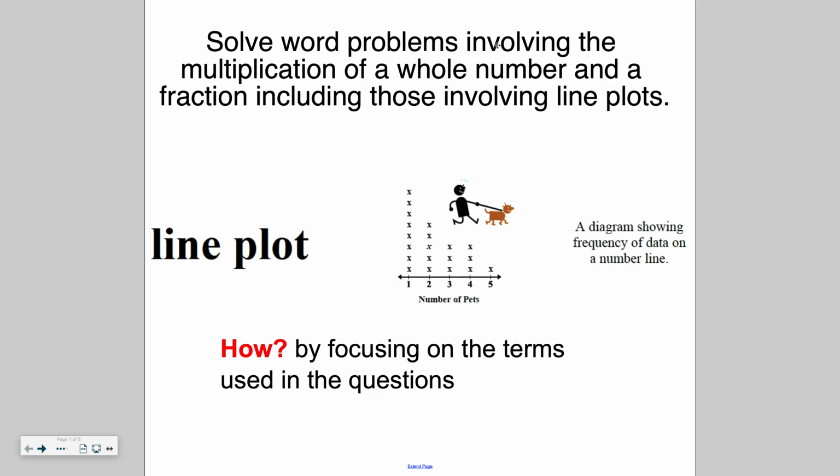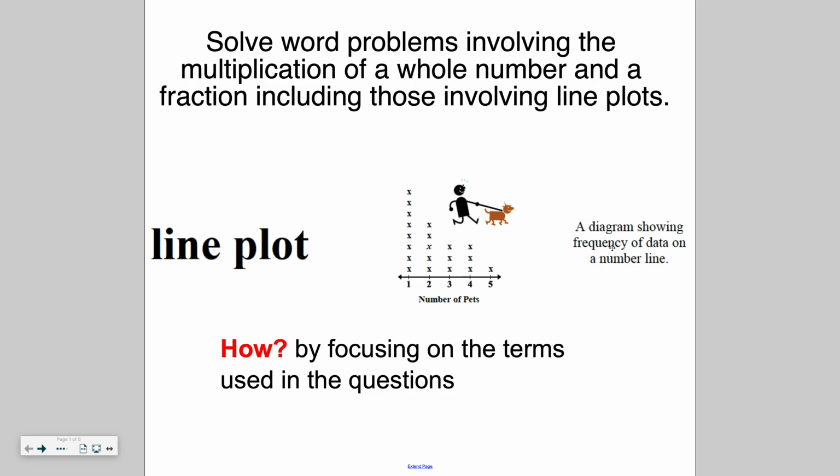Word problems involving the multiplication of a whole number and a fraction, including those involving line plots. So there's a lot going on, but essentially we're solving word problems that happen to have fractions, to put it simply. And these word problems also include looking at data represented in a line plot.